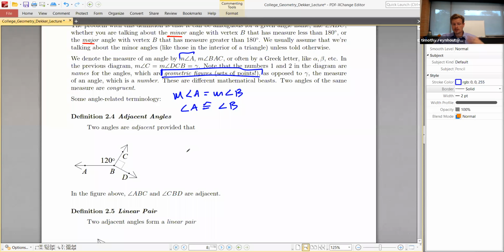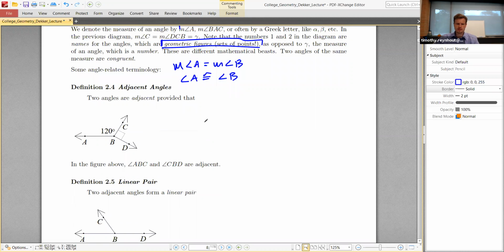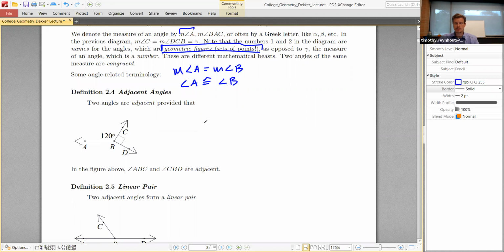All right, so we're going to follow this up with a collection of definitions. Many of these you may have seen before, so we're just going to go through them relatively quickly. Of course, if you have any questions, feel free to send me an email and let me know.